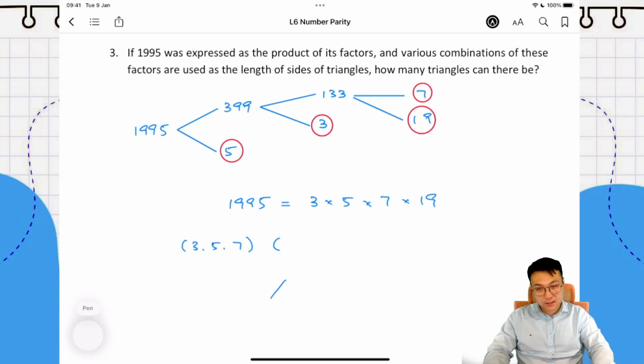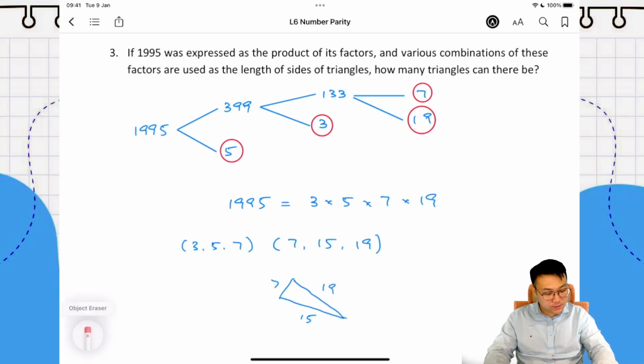Okay, let me take 7, 15, and 19. How did I get 15? I took 3 times 5 and I combined them together. So I can form 7, 15, and 19 is the longest side. No problem. What else can I do?